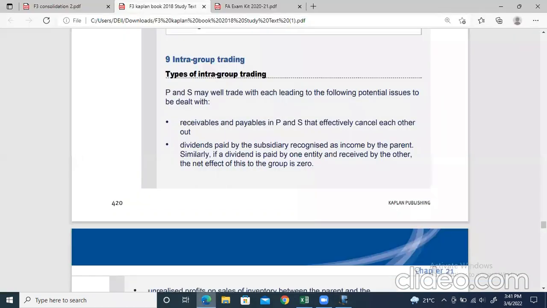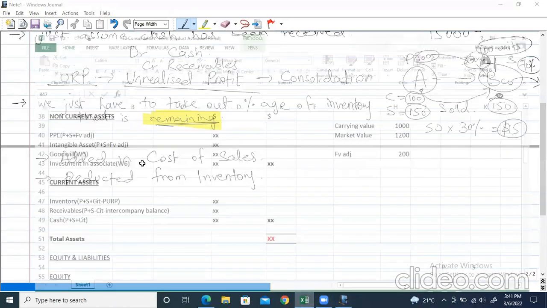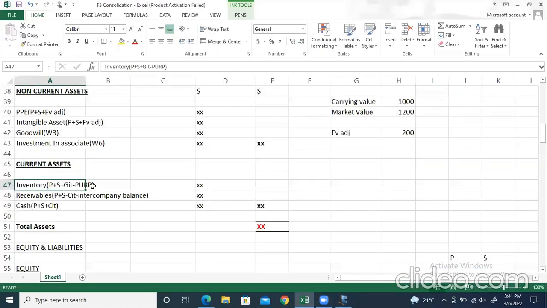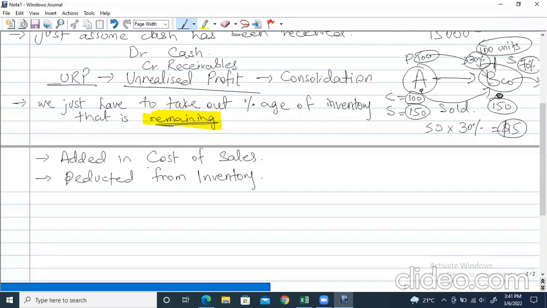Okay. Now you can see over here as well, if I show it in the Excel file, that inventory is, the PURP is being minused over here, right? And we'll study the profit or loss as well, but I'm not looking at that right now. So it is added in the cost of sale in the profit or loss. So this is the statement of profit or loss. This is the statement of financial position, right? So this is the implication of that.